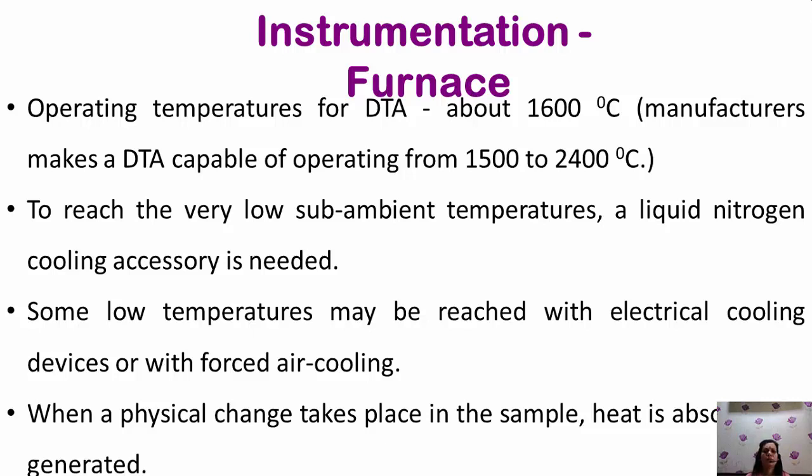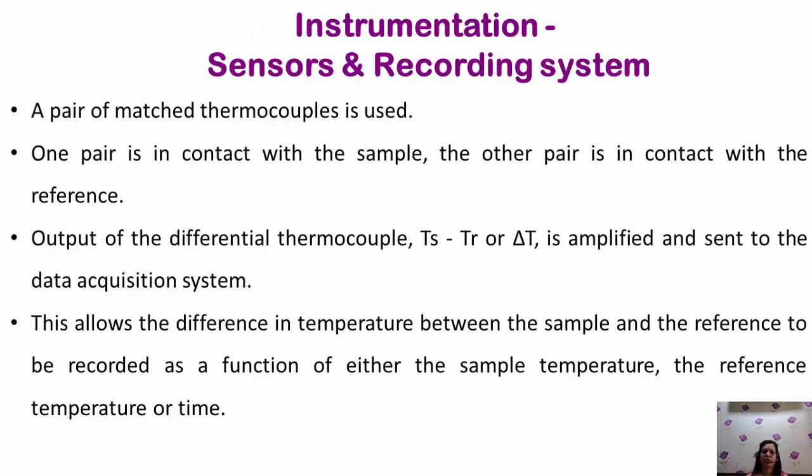To reach very low subambient temperatures, that is, at or below room temperature, you need a facility of liquid nitrogen which can attain temperatures below room temperature. Some low temperatures may be achieved by an electrical cooling device or forced air. You can cool this furnace by electrical cooling or forced air cooling. If physical changes take place in the sample, usually heat is absorbed or generated.